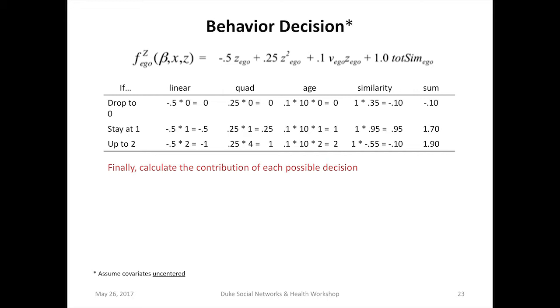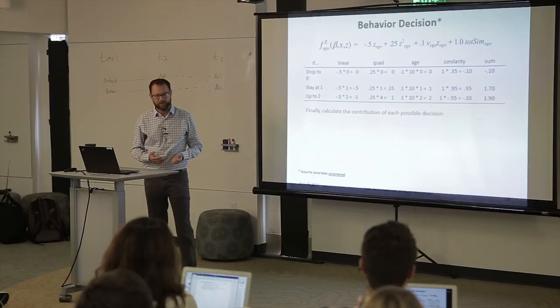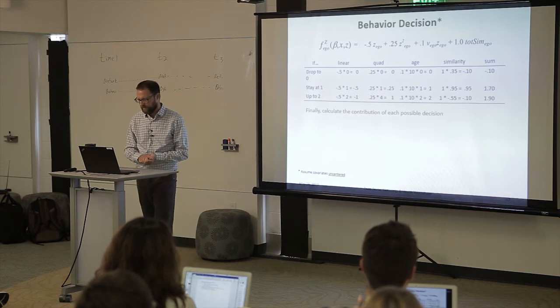Okay, these push ego to stay at the same level as his friends. When we do it all together, we see that ego is most likely to increase smoking behavior, slightly less likely to stay at the same behavior. Ego will most likely do this, but again, there's some stochasticity in there, so ego might stay at 1, might jump up to 2.